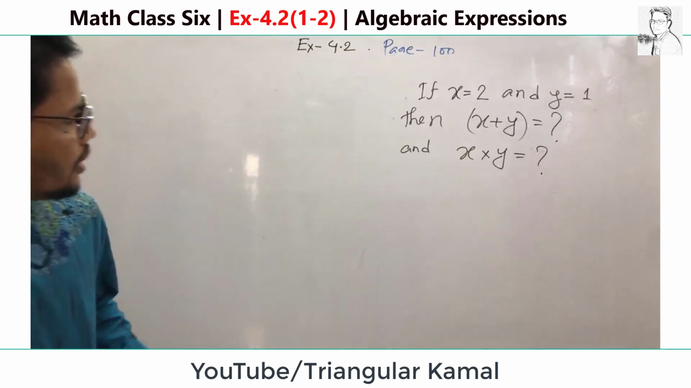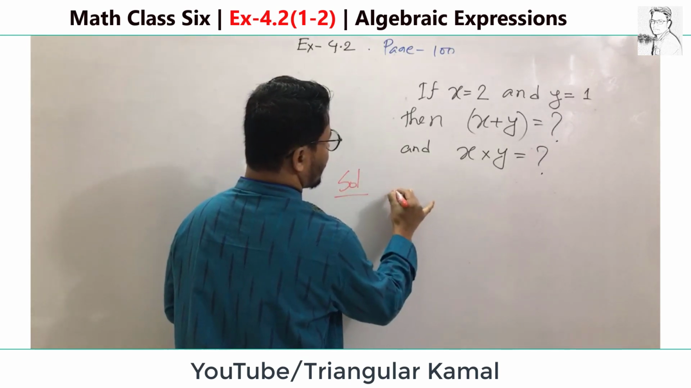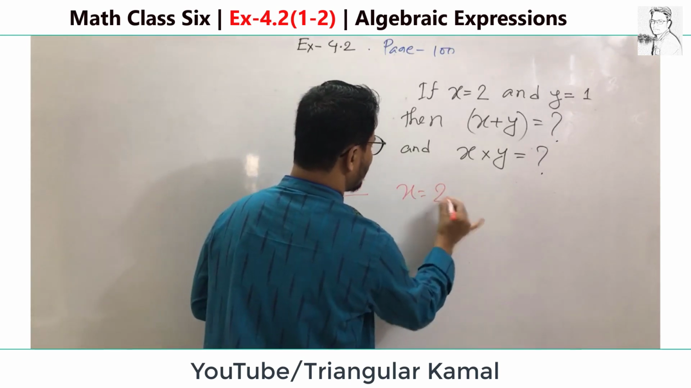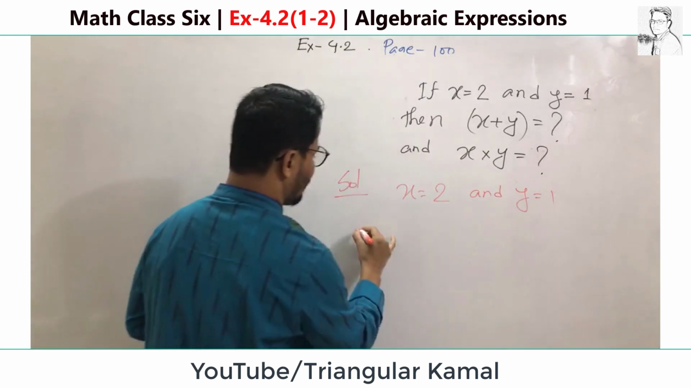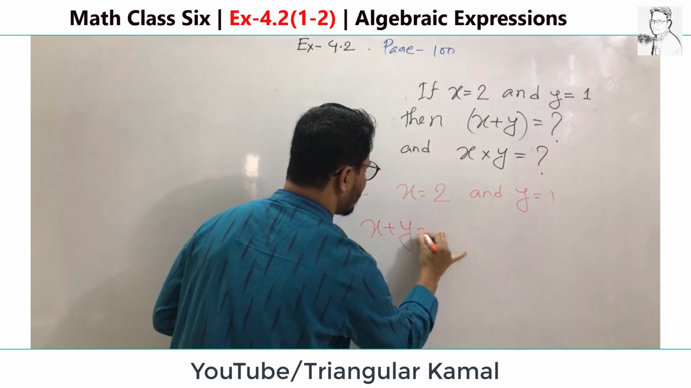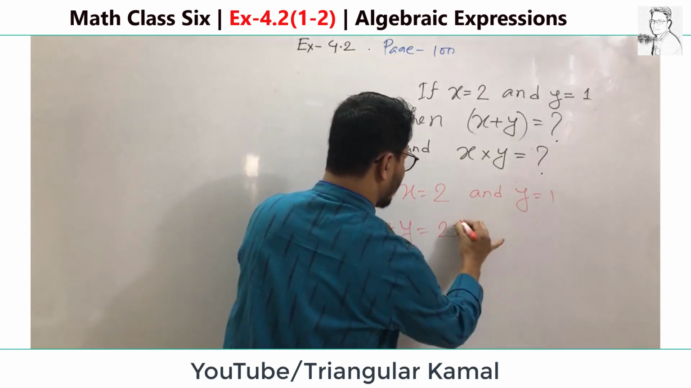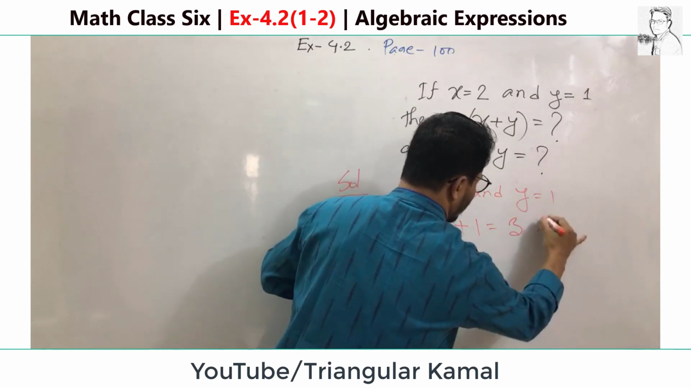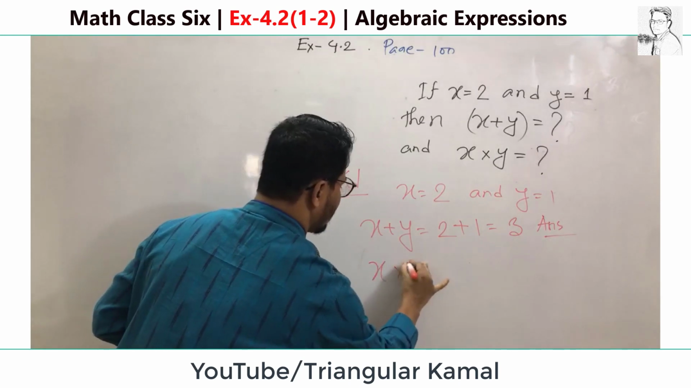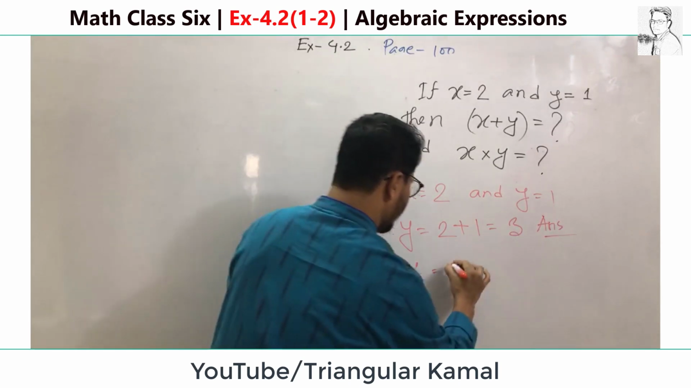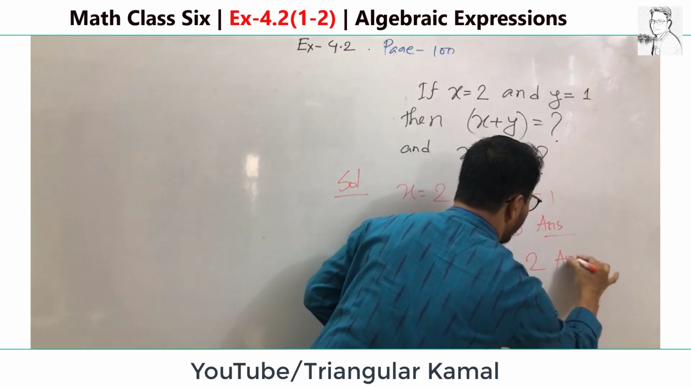Okay, the first one is the solution. X equal to 2 and y equal to 1. Now x plus y will be the value of x, 2, plus the value of y, 1, equals to 3. 3 is our right answer. Then x multiply with the y. Value of x is 2 multiply with the 1. This 2 is our answer.